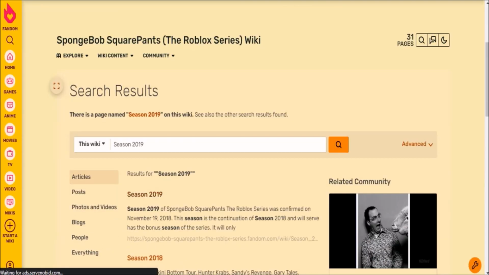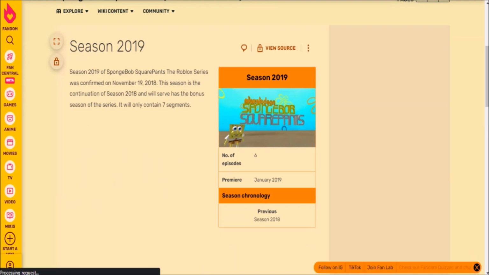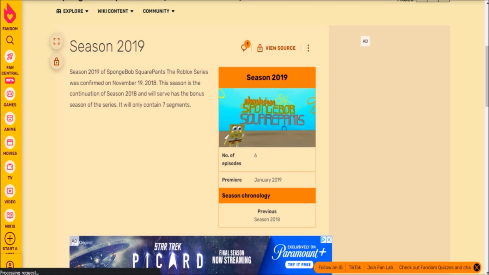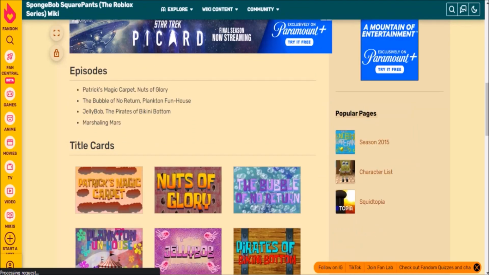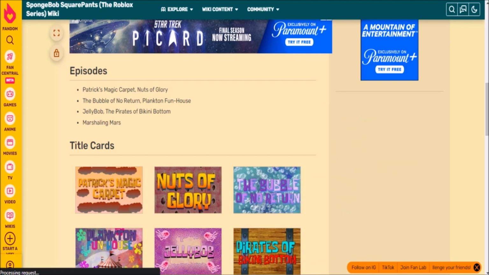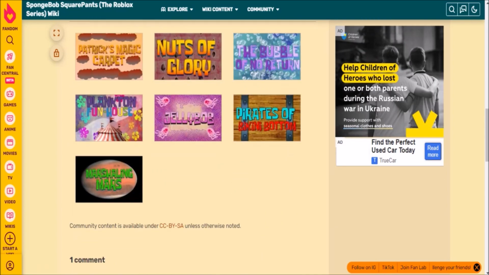Alright, so season 2019. Season 2019 of SpongeBob SquarePants Roblox Series was confirmed on November 19, 2018. This season is the continuation of season 2018 and will serve as the bonus season of the series. It will contain only 7 segments. So the episodes are Patrick's Magic Carpet, Nuts of Glory, The Bubble of No Return, Plankton Funhouse, Jelly Bop, The Pirates of Bikini Bottom, and Marshalling Mars. And here are the title cards.